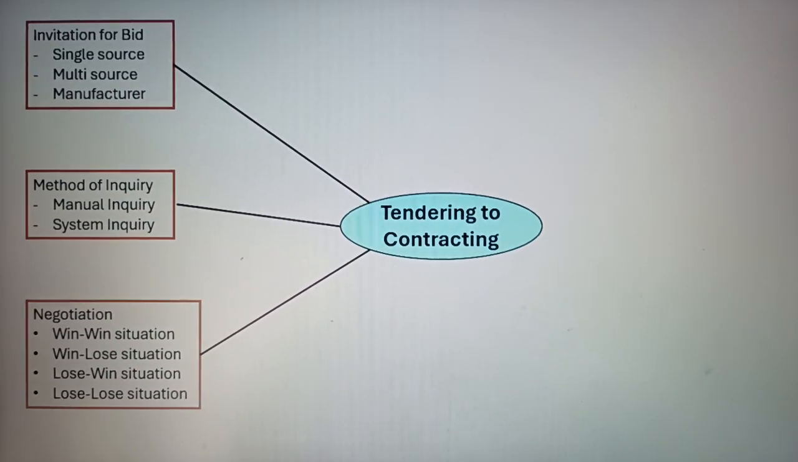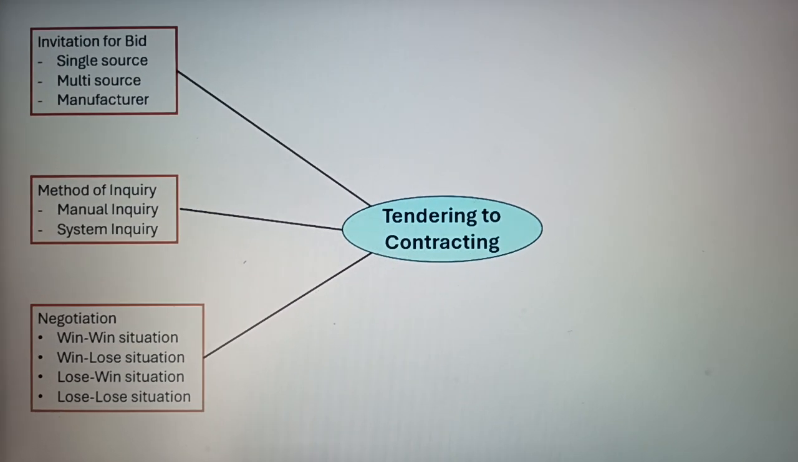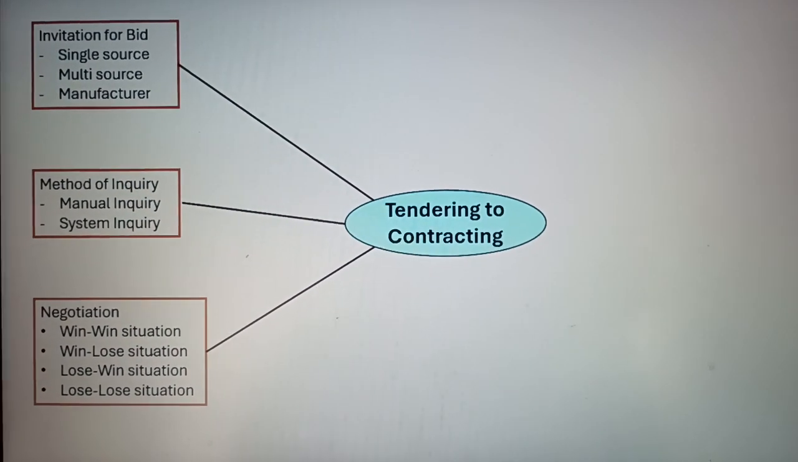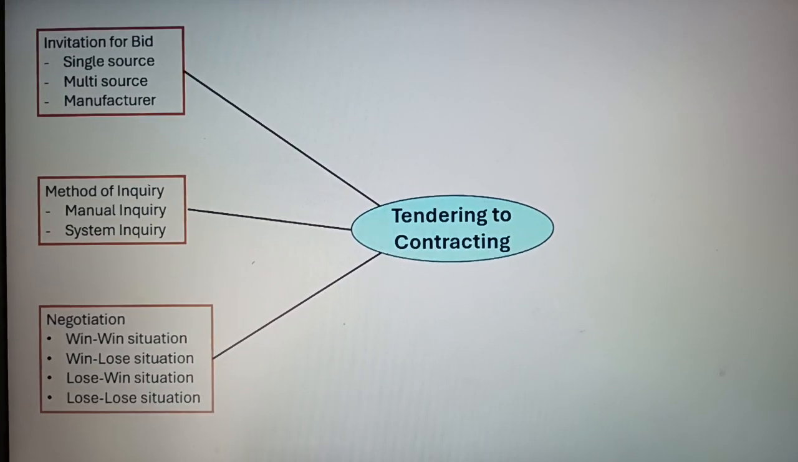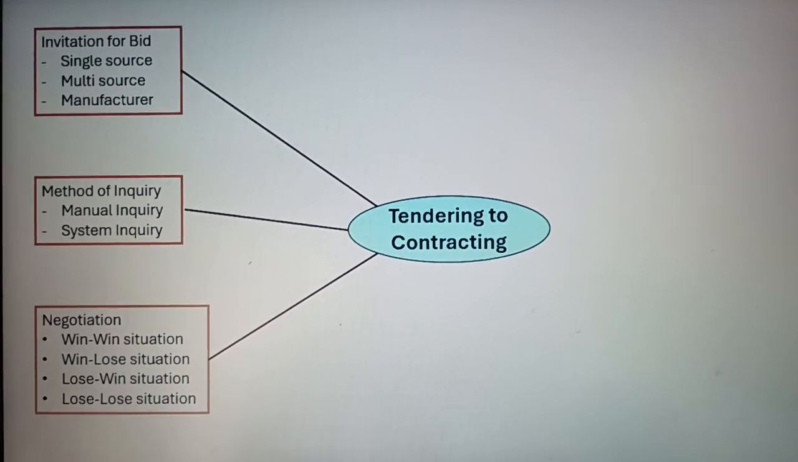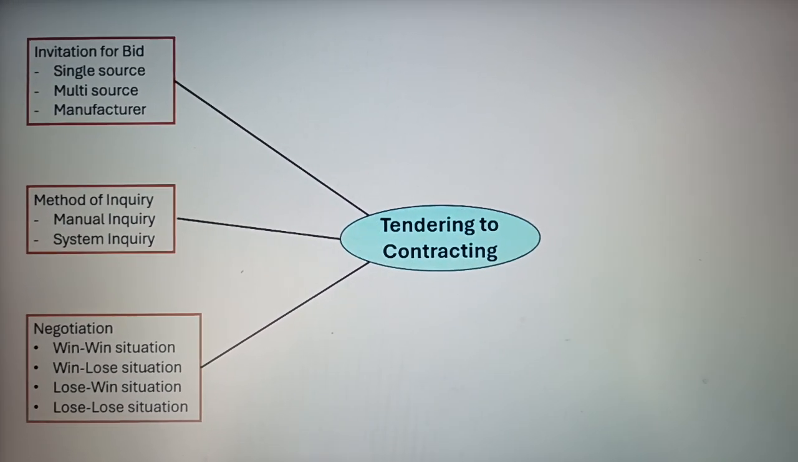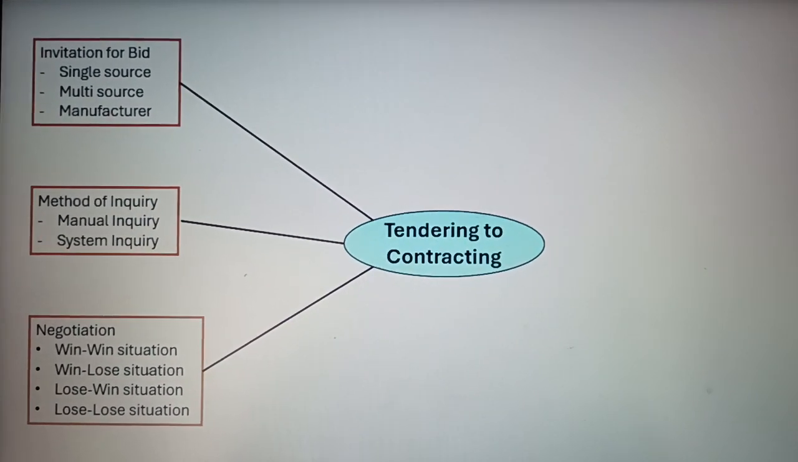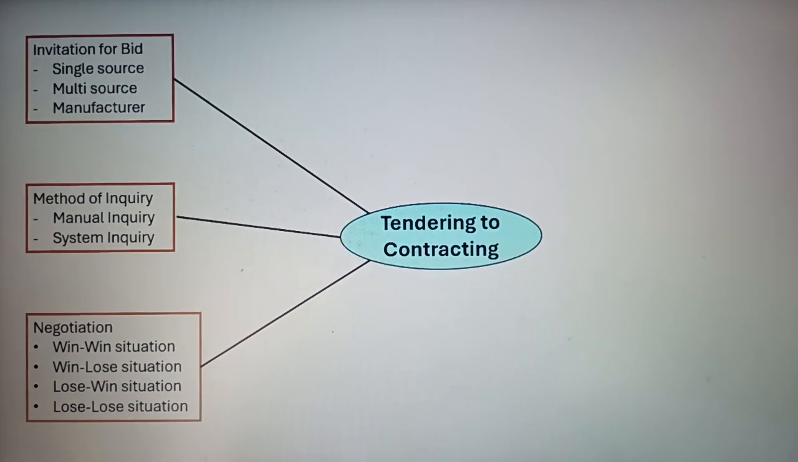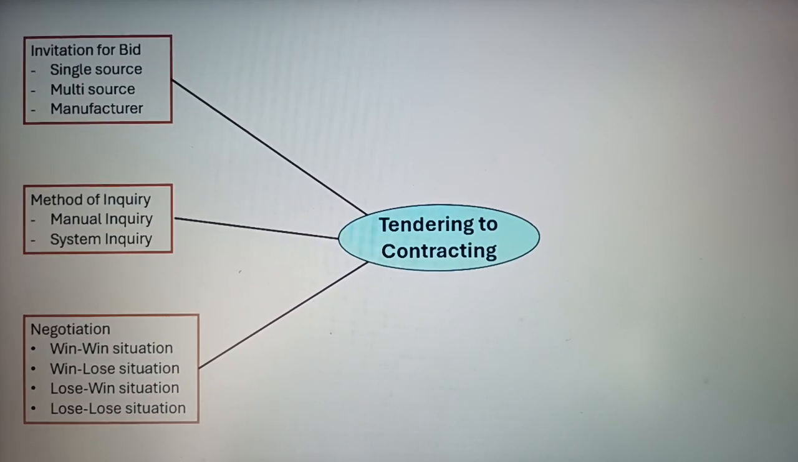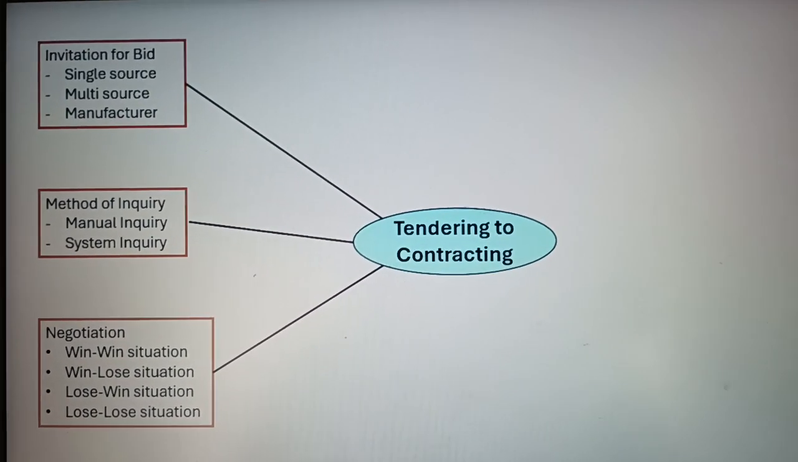And the third point is the lose-lose situation. What is the meaning of lose-lose situation? It is when the company needs a product as a buyer, and the contractor says, I get this product for 100 rupees, but I will give it to you for 50 rupees.